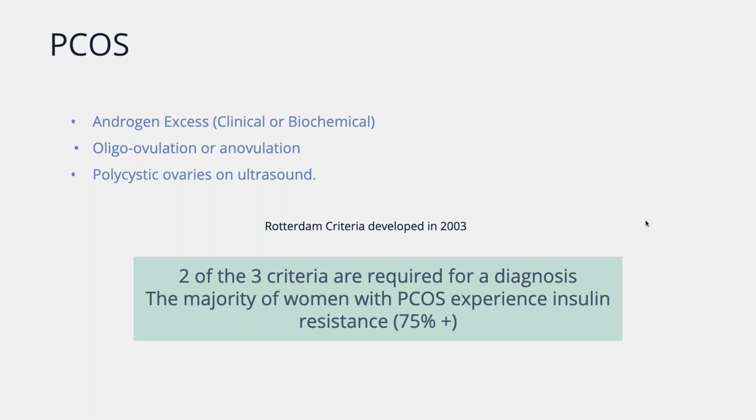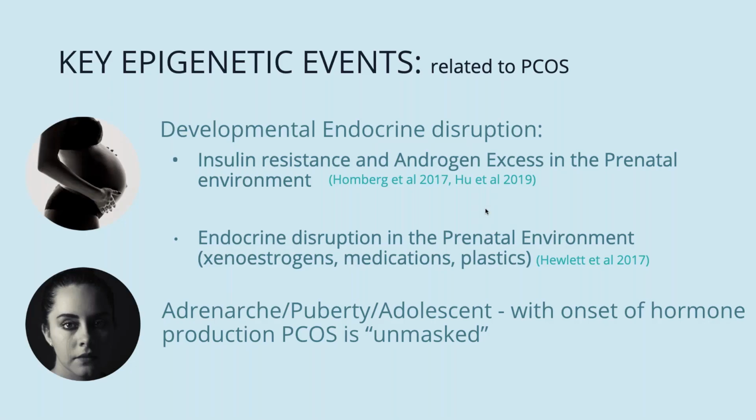So 2 of those 3, and the majority of women with PCOS do experience insulin resistance. And the reason for that is that the androgens actually induce the insulin resistance. So this is definitely a factor in PCOS. And if we're thinking about it to go even further, it's not just the insulin resistance that affects the fertility, it's actually also the androgen excess. And then PCOS as well is very much a developmental and epigenetic type of condition, the more that we're learning about this. So when we're talking about fertility, we have to really talk about developmental endocrine disruption.